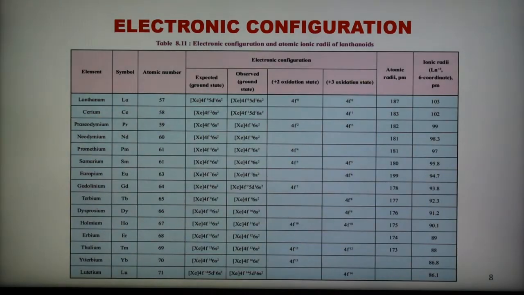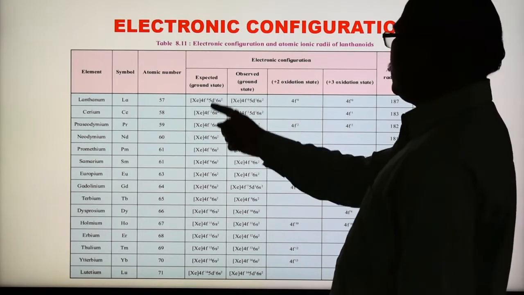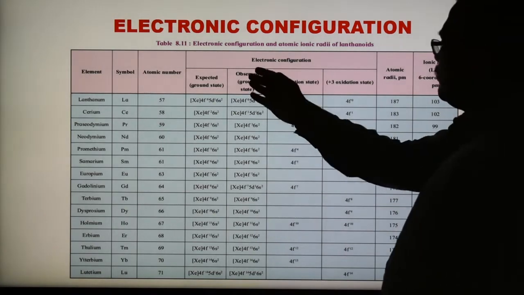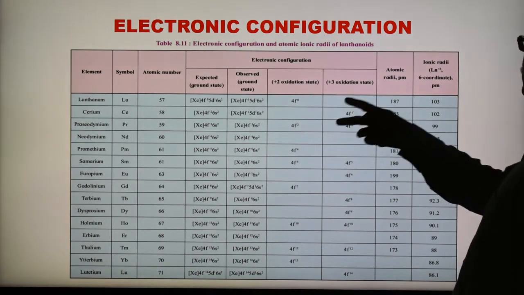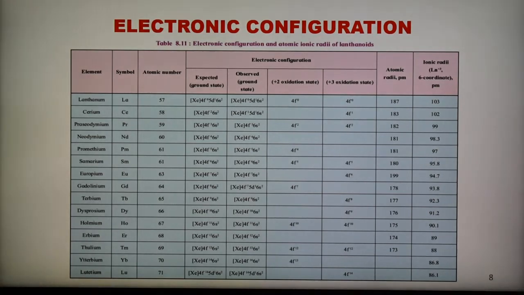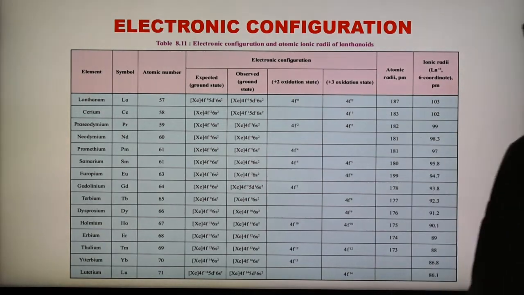Now the first property that we are going to discuss in case of lanthanide elements is the electronic configuration. The electronic configuration of these elements is shown in the table. Here this is the electronic configuration expected in ground state, and this is observed in ground state. Also shown here are the oxidation states +2 and +3. Atomic radius and ionic radius are also shown. So this is the complete table. This table shows the atomic electronic configuration and atomic and ionic radius of these lanthanides.